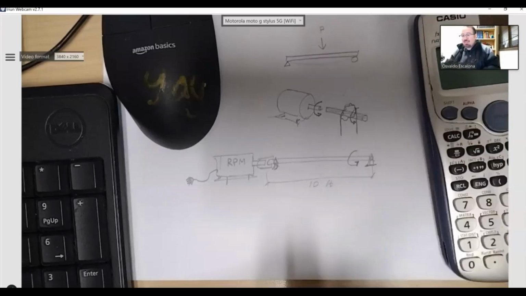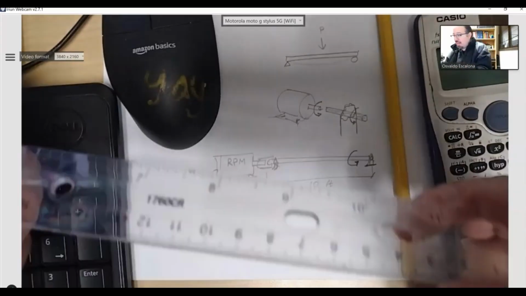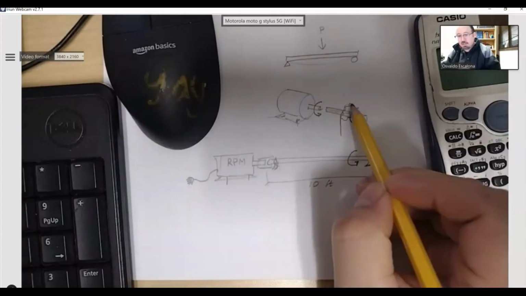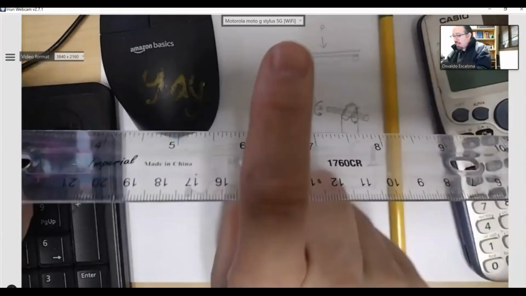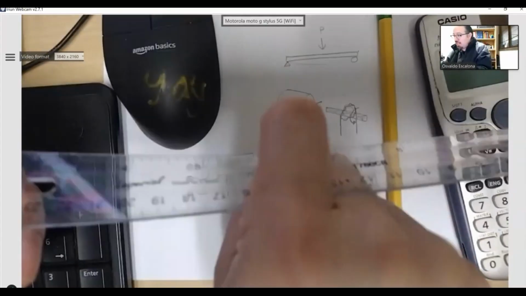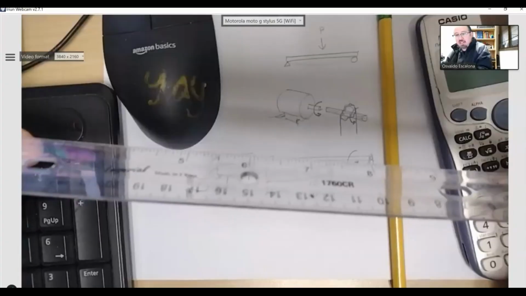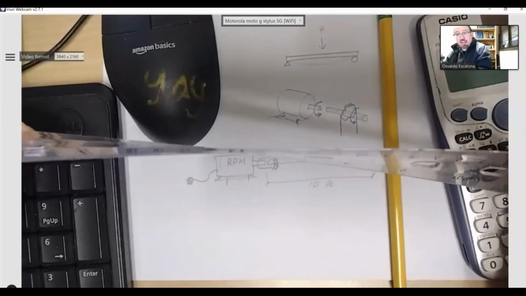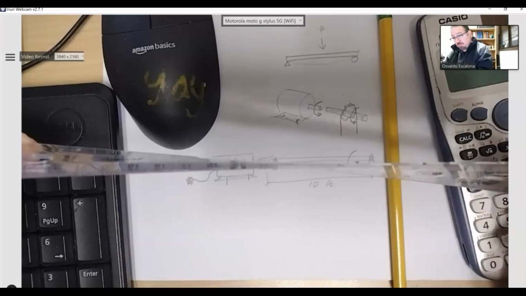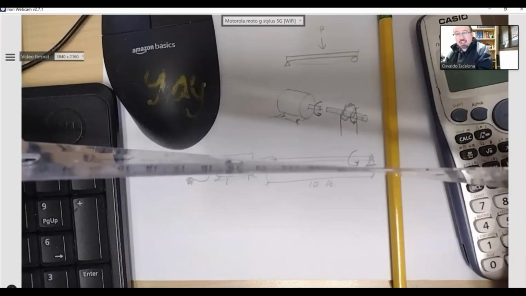Now, this is what's happening on the shaft as I put this gear on. This is my gear, right? It's grasping it and twisting it. So your shaft is experiencing this. You don't see it because it's really small, but it's experiencing a torsion.